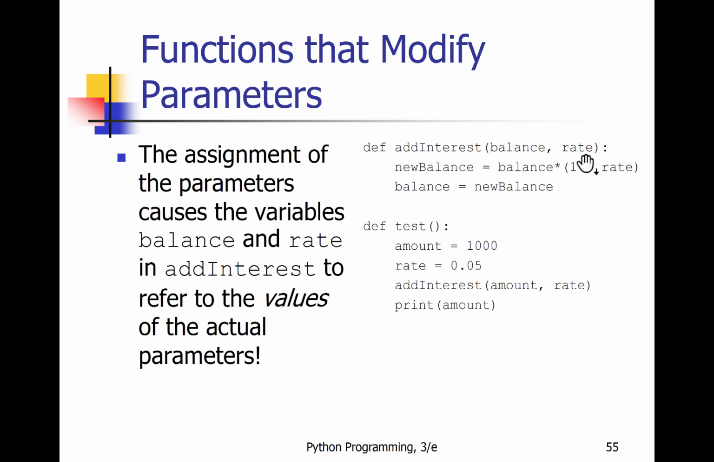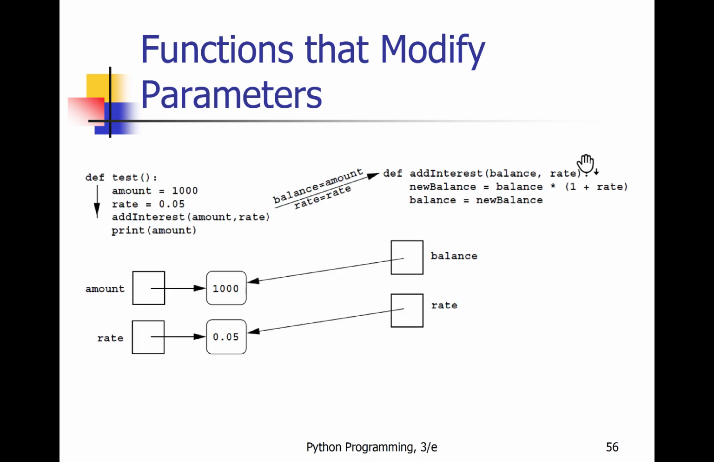So the assignment of the parameters causes the variables balance and rate in add interest, the ones created with the formal parameters, to refer to the values of the actual parameters. It's kind of funny. I say they get a copy of the value, but they actually point to the same value object. And you go, oh, that's promising. That's going to mean that we can send the answer back. Not true. We may be pointing to the same value object, but there's no way that we're going to be able to change the value that the calling code sees. Sounds like it might be promising, but it doesn't work.